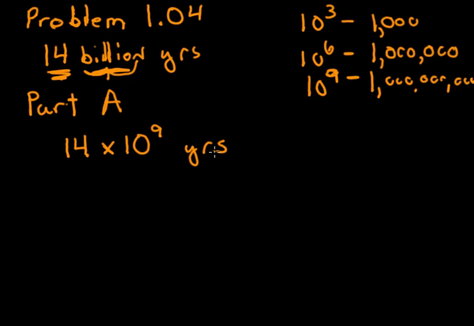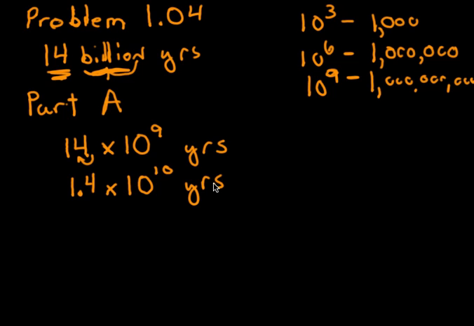But this doesn't match scientific notation fully. Scientific notation says this number has to be between 1 and 10. So we need to move the decimal place over to the left. This means we've made the exponent bigger, and that one movement to the left comes here. And so we write it as 1.4 times 10 to the 10th years. And that's a way of converting this large number into scientific notation.